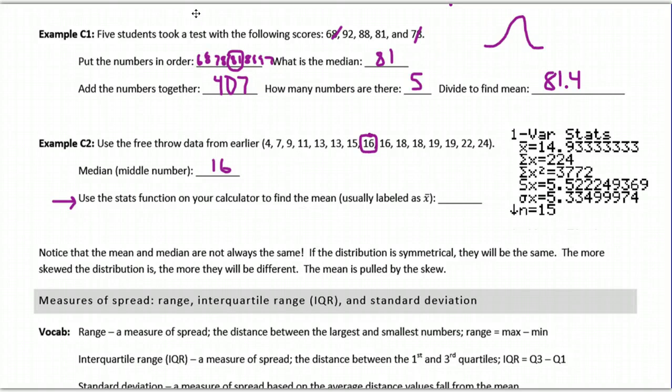Now the mean, the average, is labeled as X bar. This little thing right here, X with a bar on top, that's why we call it X bar. And in this case, it looks like it is 14.9 if we were to round off to 1 decimal. So 14.9 is the mean or the average. There are some other statistics that are located down here, and we're going to talk about those in the next video.